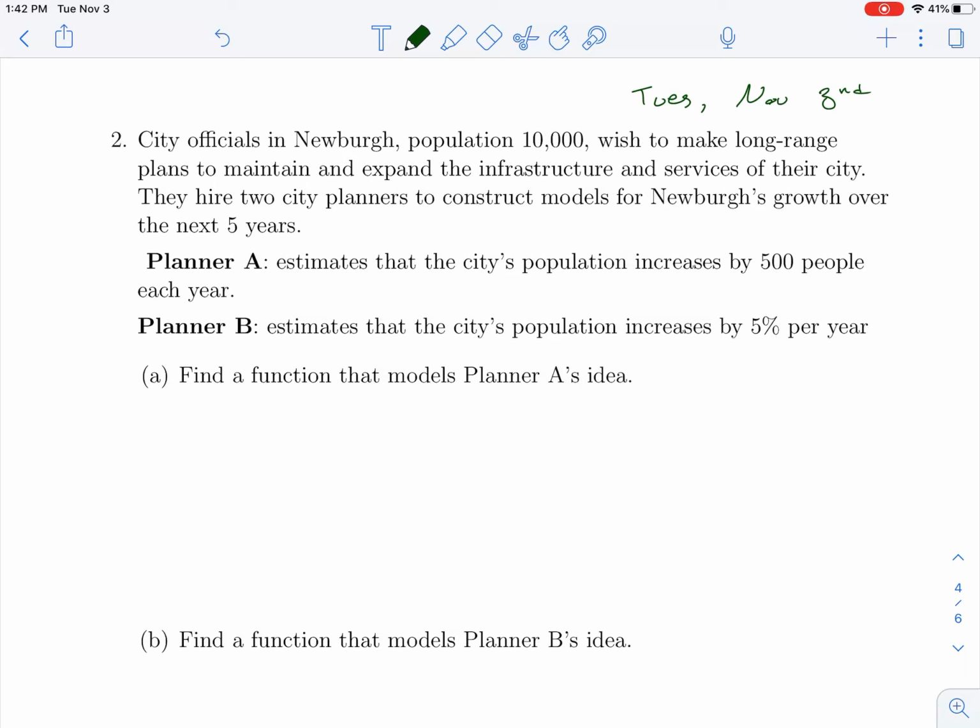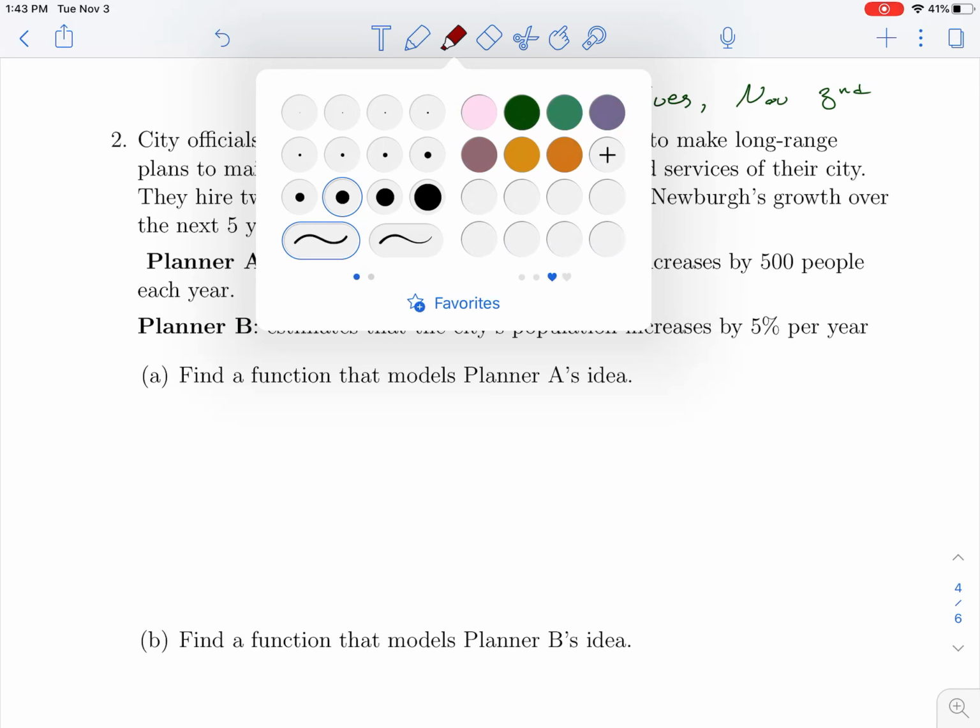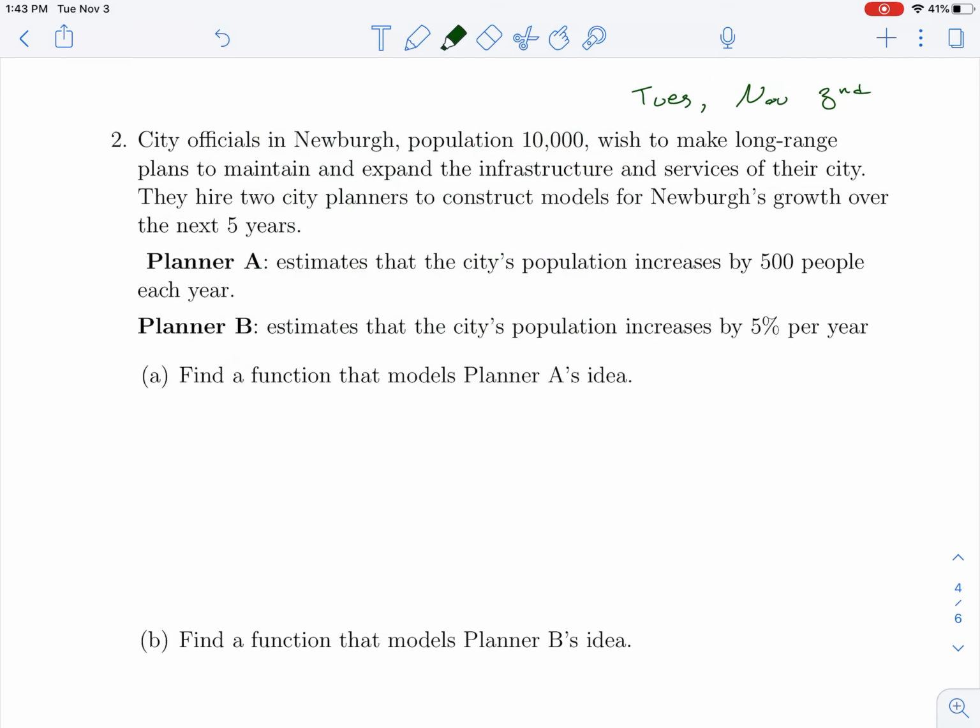So we're given that city officials in Newburgh, population is 10,000. They wish to make a long-range plan to maintain and expand infrastructure and services to their city. Great, right? We all took the census. So they hired 2 city planners to construct models for the growth over the next 5 years. Planner A estimates the city's population is going to increase by 500 people per year. So each year, I'm just going to add 500 more people. And Planner B says that the city population is going to increase by 5% per year.